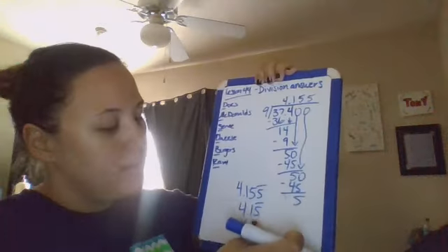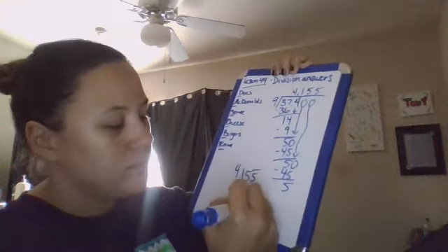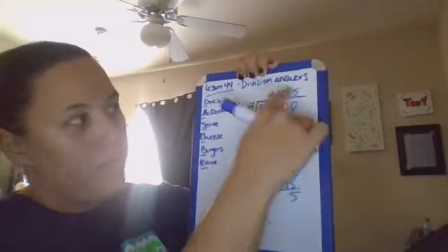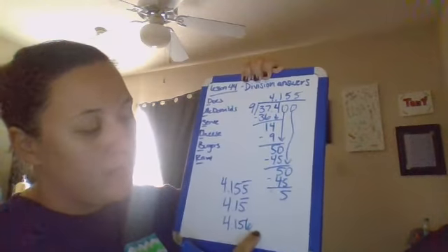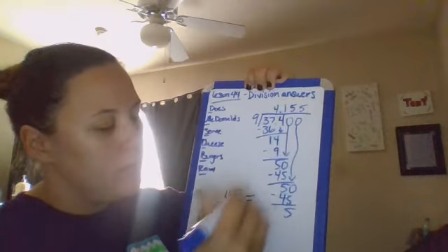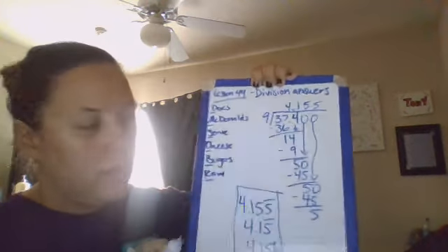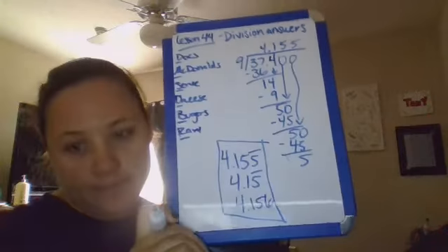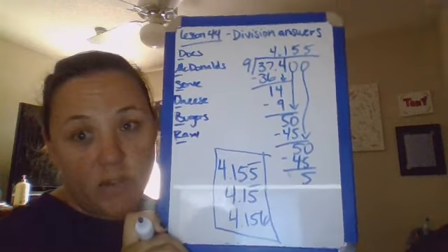Oh, actually, sorry, not 6. 5, 6. Because we rounded that one up because we knew the next number was going to be 5. So any of these can be our final answer for that one. And that is all for lesson 44.